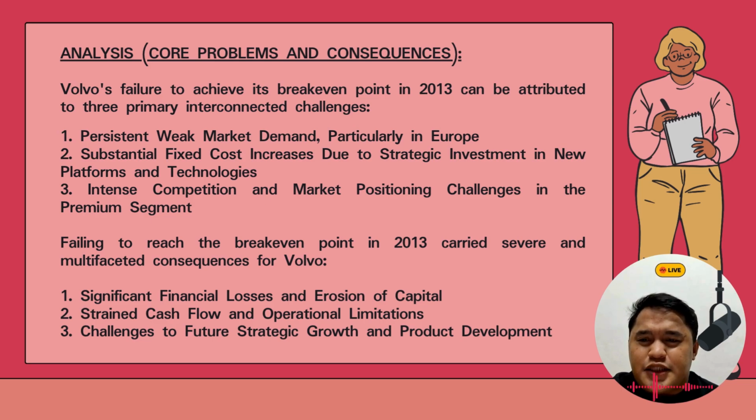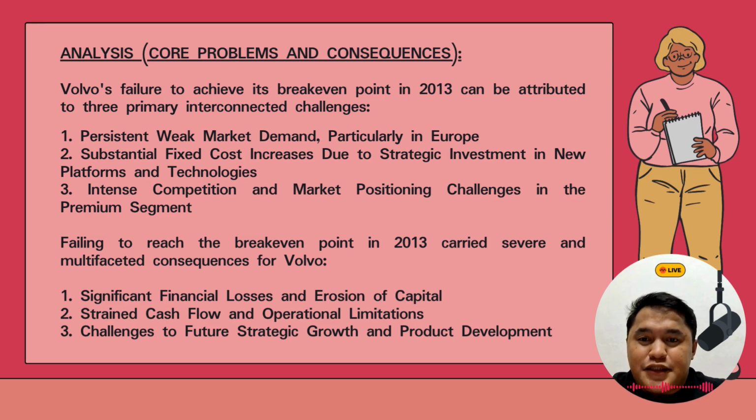The next is strained cash flow and operational limitations. Operating at a loss signifies that outgoing cash payments exceed incoming cash receipts. This creates significant strain on the company's working capital and overall cash flow. A tight cash position can limit the ability to fund day-to-day operations, pay suppliers on time, or even make necessary short-term investments. The next is the impact on future strategic growth and product development.